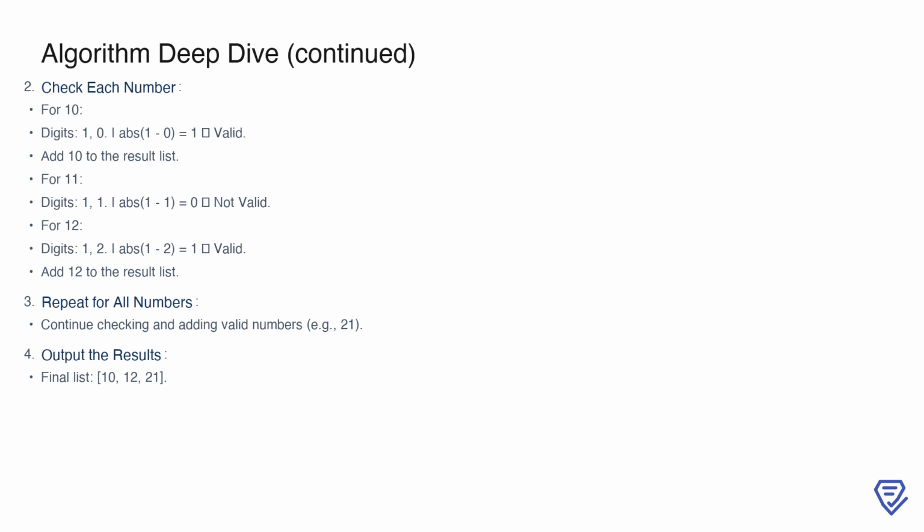Next, consider the number 11. Its digits are 1 and 1, and the absolute difference is abs(1 - 1), which is 0. This does not meet the condition, so 11 is not a stepping number. Similarly, for 12, the digits are 1 and 2, and abs(1 - 2) equals 1, making it valid. We continue this process for all numbers in the range, adding valid stepping numbers like 21 to the result list. By the end, the final list of stepping numbers for this range is 10, 12, 21.